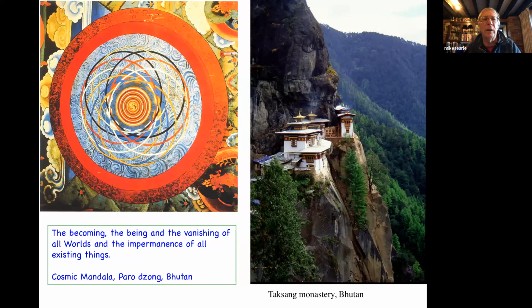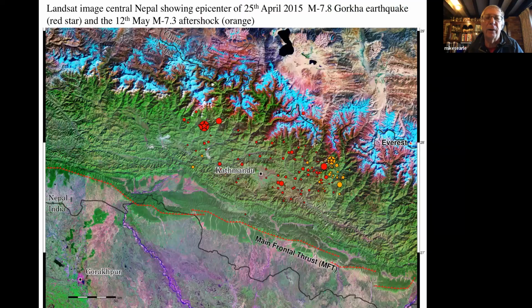I've got a few pictures of the earthquake to finish with, but this is a picture of Taksang Monastery in Bhutan, the famous Tiger's Nest Monastery, which is a beautiful place. And they have this very becoming quotation here from the Buddhist scripts: the becoming, the being, and the vanishing of all worlds, and the impermanence of all existing things, which is very appropriate for the Himalayas, because you build up these mountains, erosion tears them down, take the debris all the way down to the Bay of Bengal in the Indian Ocean. So nothing really is permanent there at all.